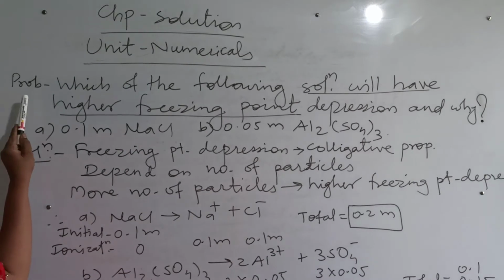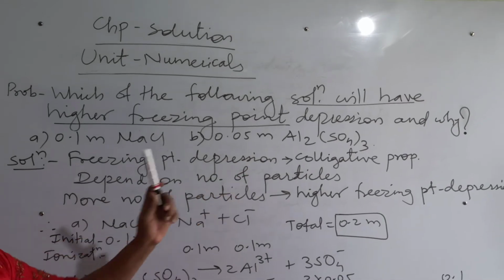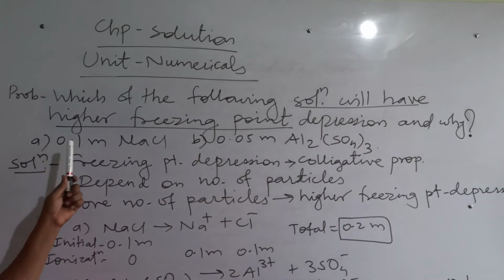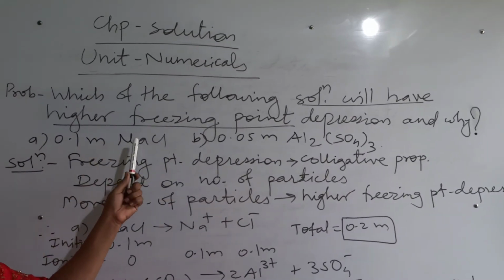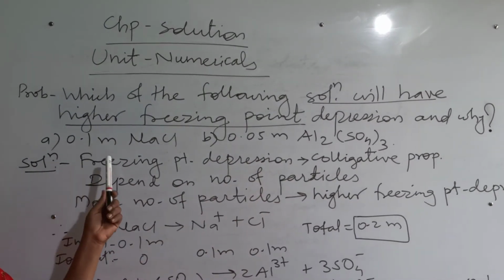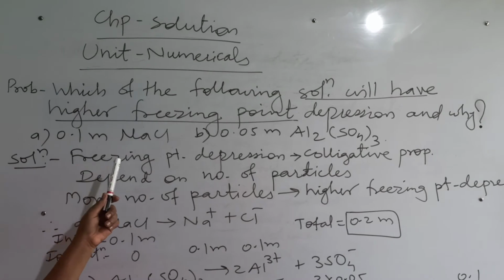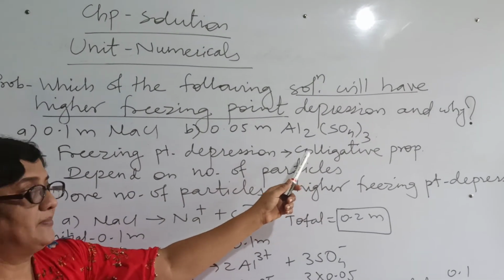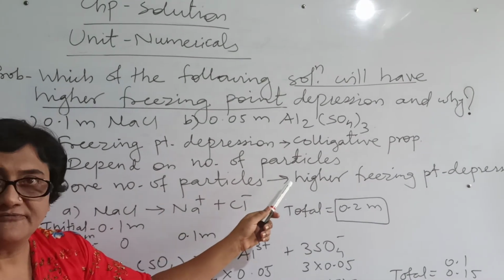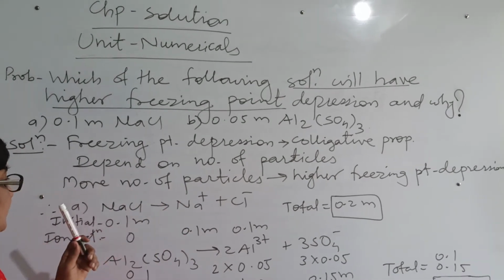Moving on to the next problem. Which of the following solutions will have higher freezing point depression, and why? Such types of questions are asked in competitive exams, and two solutions are given: 0.1 molar NaCl and 0.05 molar Al2(SO4)3. Now try to understand what is the reason and which solution will have higher freezing point depression. Freezing point depression is a colligative property, remember, and it depends on the number of particles. The more the number of particles, the higher is the depression. So we have to find out the number of particles and their concentration.